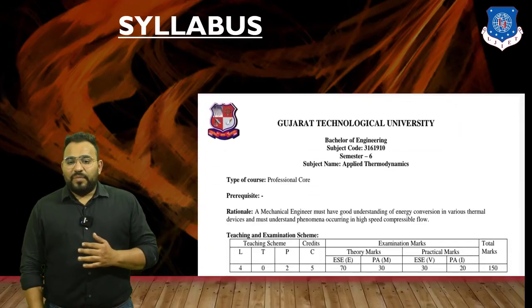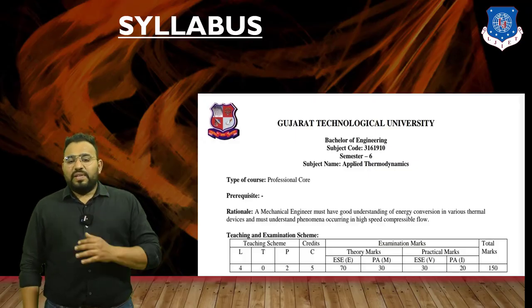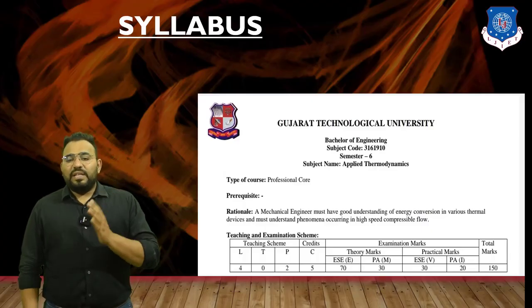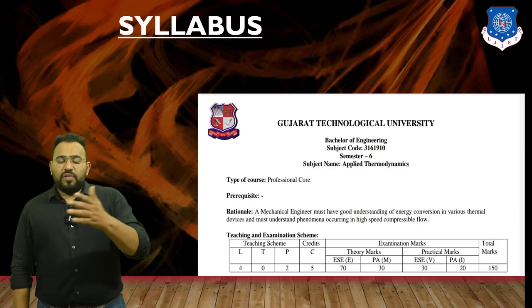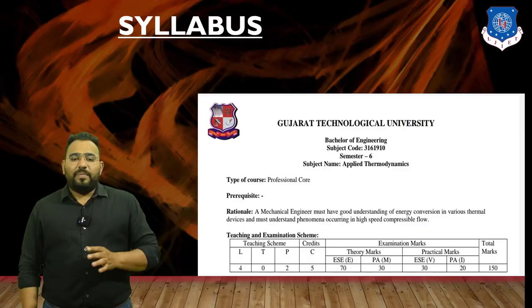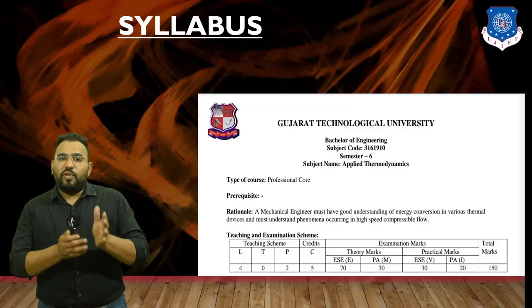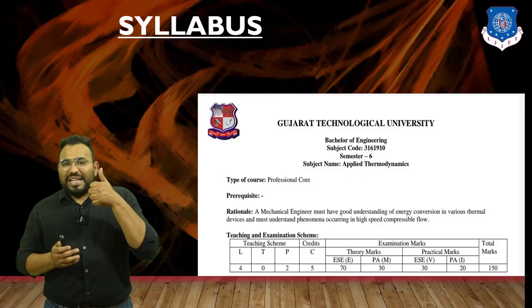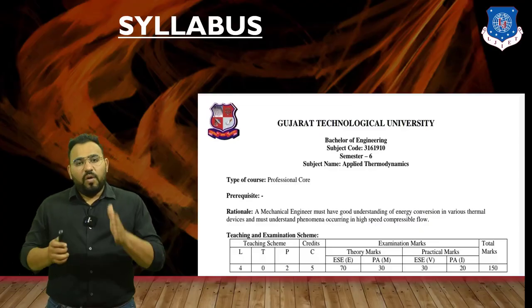Now we are going to see the syllabus. Here you can see a screenshot on your screen. This is a semester 6 subject. The subject code is 3161910, and the subject name is applied thermodynamics. On your screen you can see a prerequisite heading, but there is nothing written there. What is a prerequisite? Prerequisite means the necessary things that you must know before understanding this subject. According to me, if you have a good concept of basics of mechanical engineering and thermodynamics, then you are good to go for this subject.